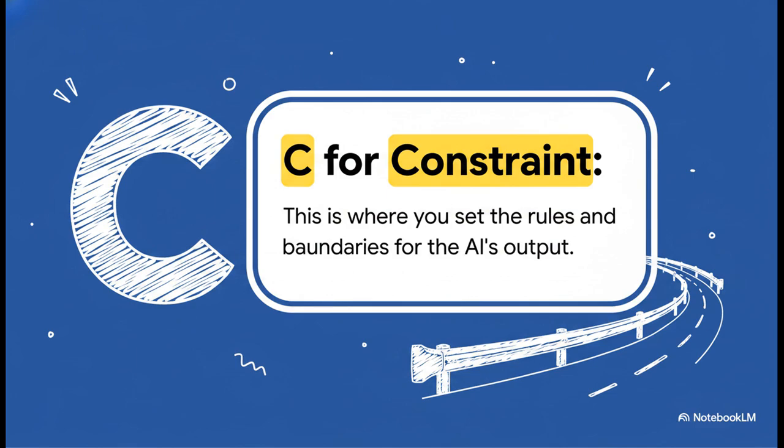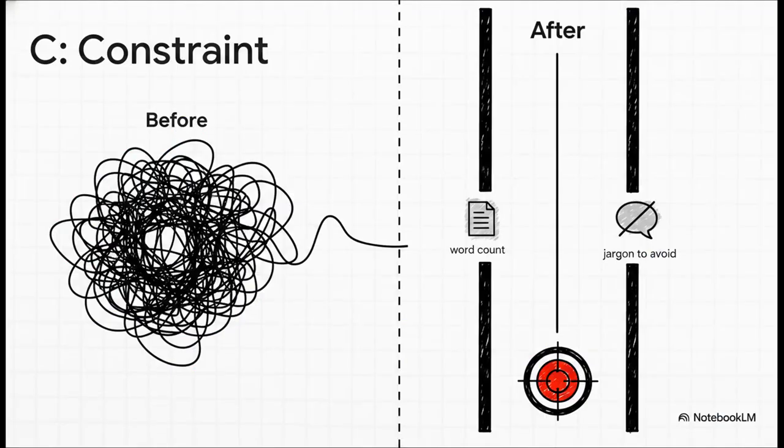This is where you lay down the rules of the game. See, AI models are designed to just keep predicting the next word, and if you don't give them any rules, they can just ramble on forever. Constraints are your guardrails. Tell it the word count, tell it what jargon to avoid, specify a format like end with a call to action. This keeps the output focused and makes it so much more useful.